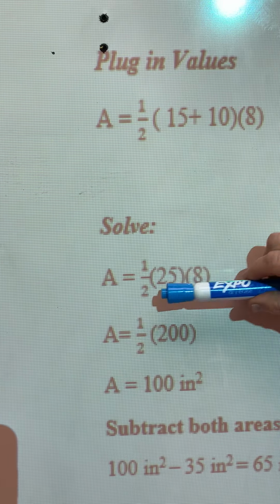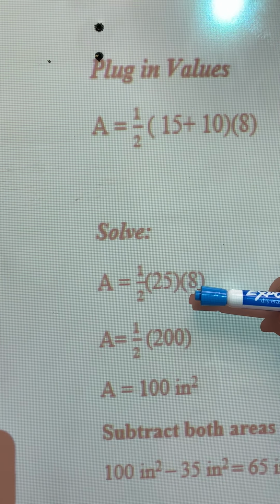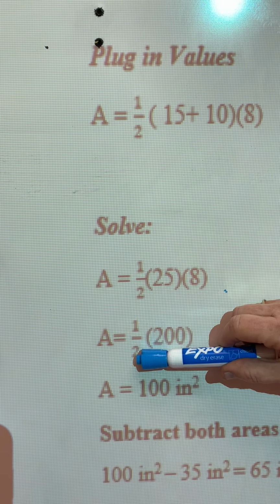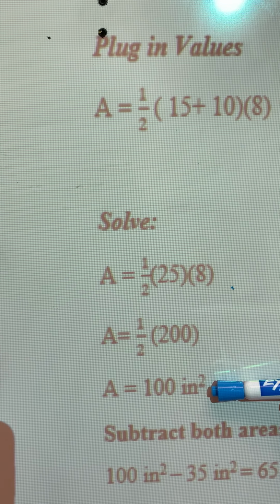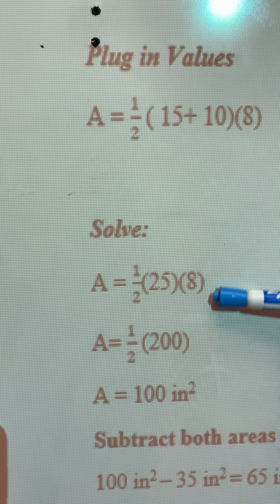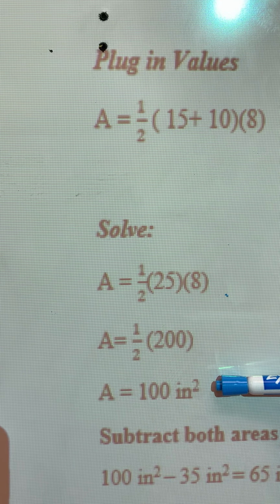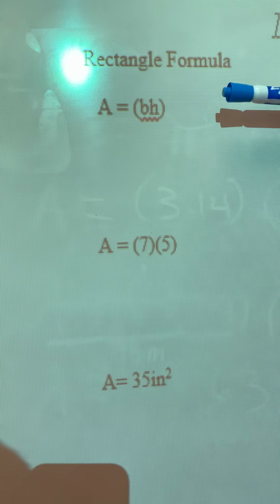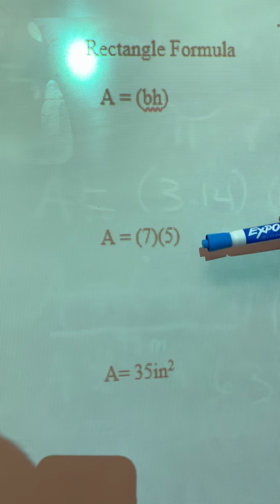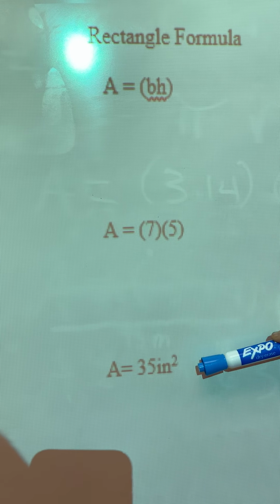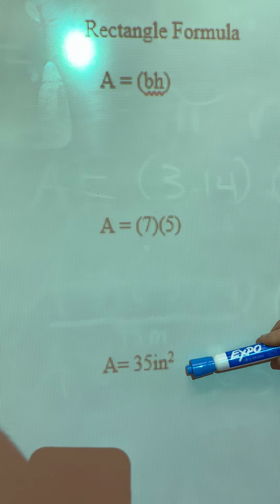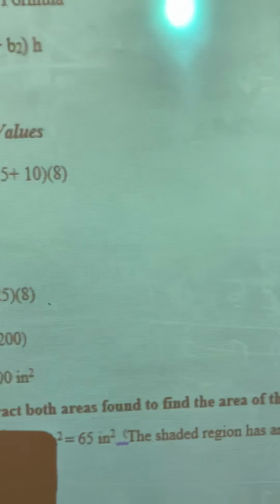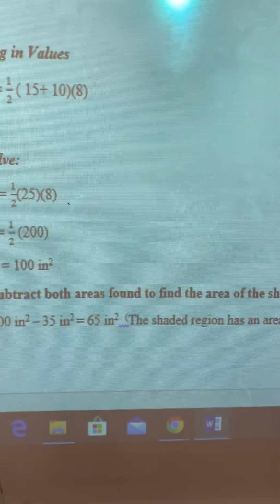So we're over here now at 1/2. And then 25 times 8. 25 times 8 is 200. Divided by 2, and you get 100 inches squared. That is going to be the size of the trapezoid. That is the area of the trapezoid. But we need to also find the area of the rectangle. So step 2 was the formula, step 3 was plug in the values, and then we were solving the equation for step 4. So we know the rectangle is 35 inches squared, but we are solving for the shaded region.